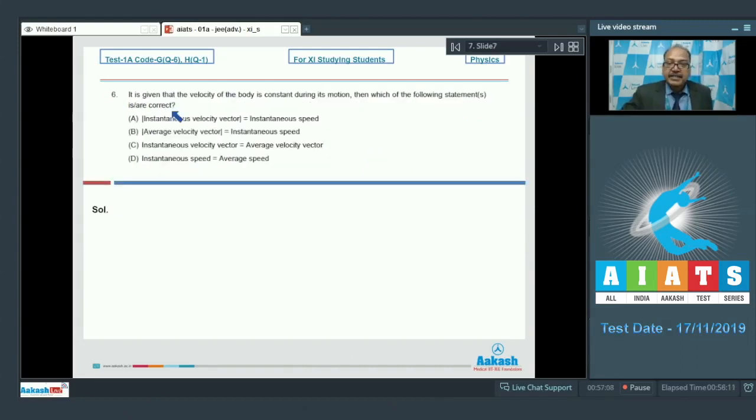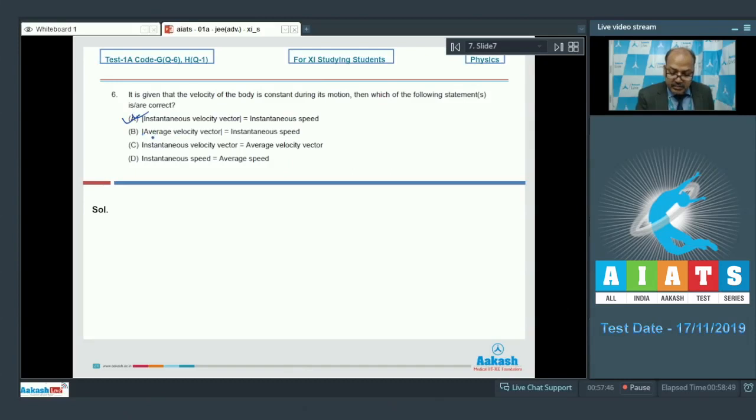Question 6 says, it is given that the velocity of the body is constant during its motion, then which of the following statements are correct? The magnitude of the instantaneous velocity vector is equal to the instantaneous speed. Well, this is always correct, so there is no doubt about this. This statement is correct in all situations, that instantaneous speed is nothing but the magnitude of instantaneous velocity. Now in our case, the velocity is constant.